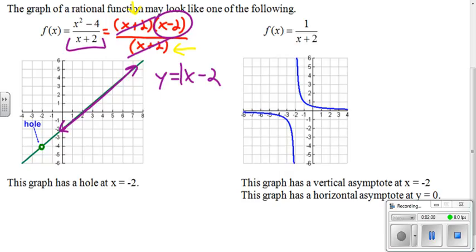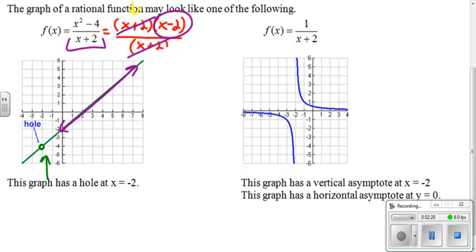Well, we can't have a denominator equaling 0. So the way we could get that denominator to be 0 is if x were equal to negative 2. That's why there's a big hole right here at x equals negative 2, because it's a point of discontinuity. And by that we mean the line would continue through there, everywhere around there except at that point. It is discontinuous at that point.